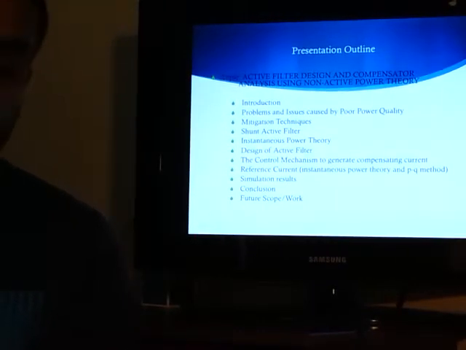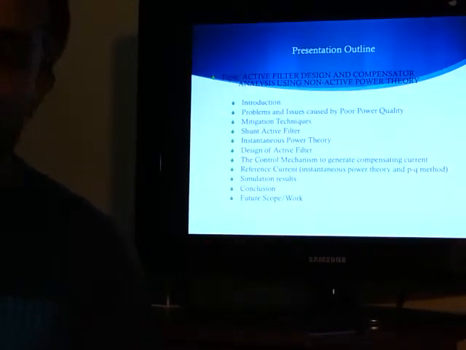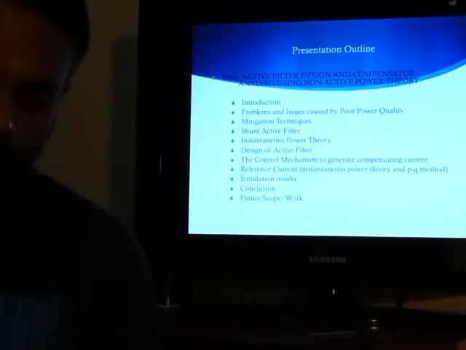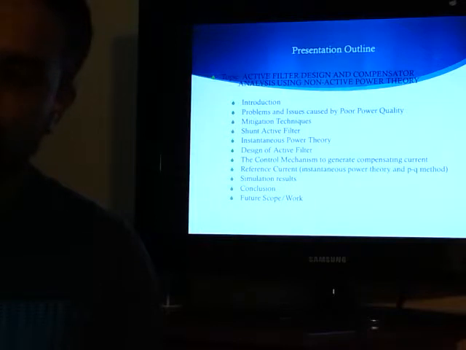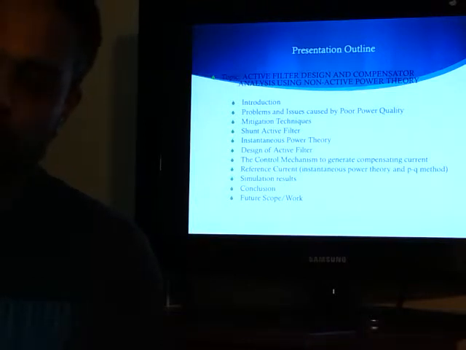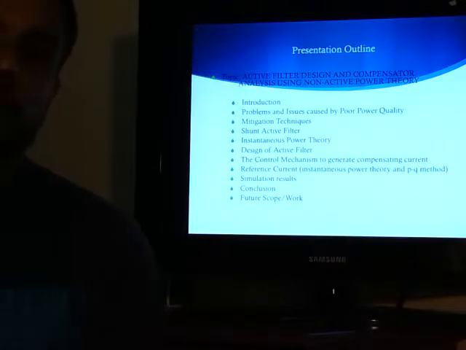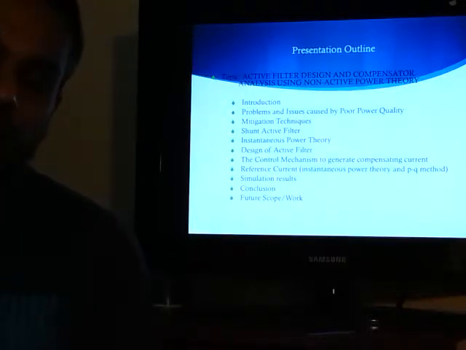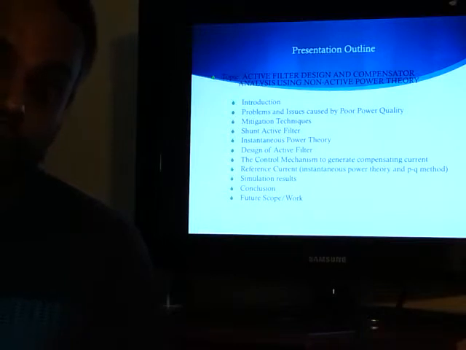The brief outline about today's presentation is as follows. The topic is active filter design and compensator analysis using non-active power theory. The outline will give a brief introduction, the problems and issues caused by poor power quality, and the mitigation techniques that are in place to improve the power quality.